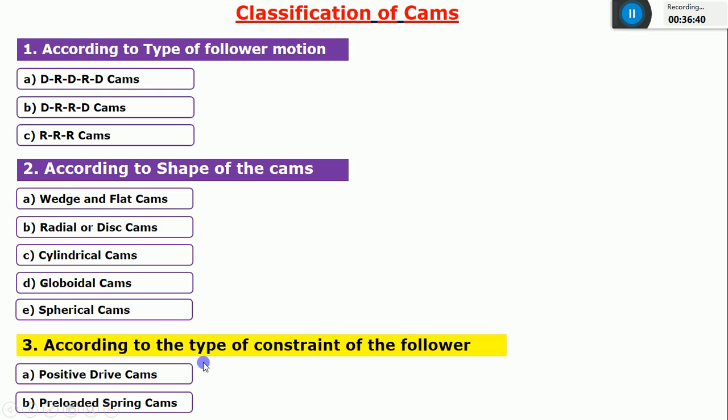The third criteria is based on the type of constraint of the follower. It means what is the kind of restriction these cams have. We can classify into two types. One is a positive drive cam, one more is a preloaded spring cam. I'll go with this one, that is a positive drive cam.